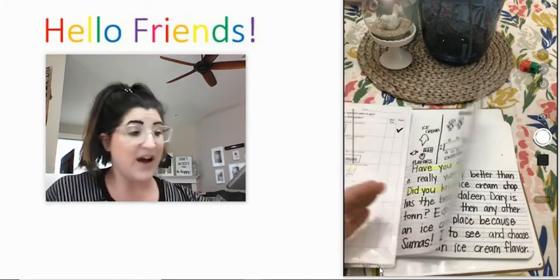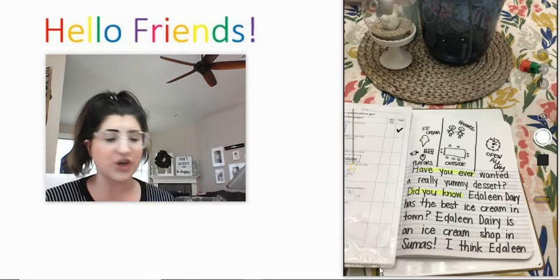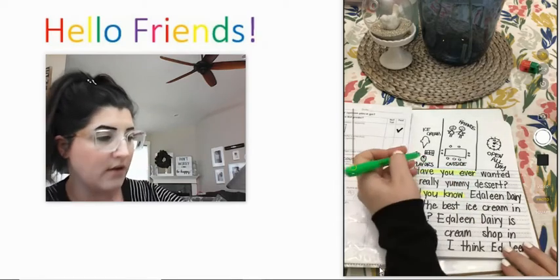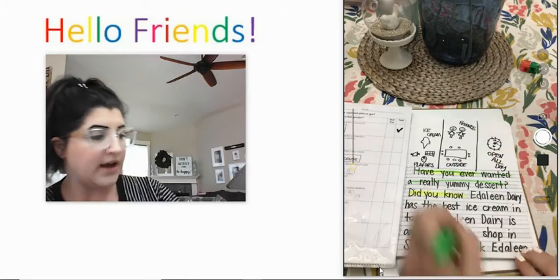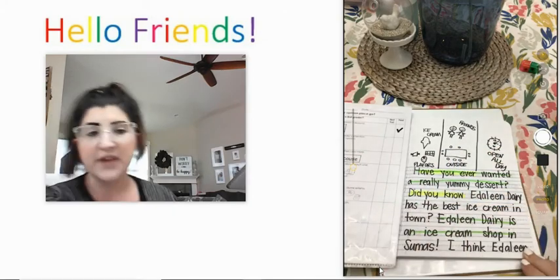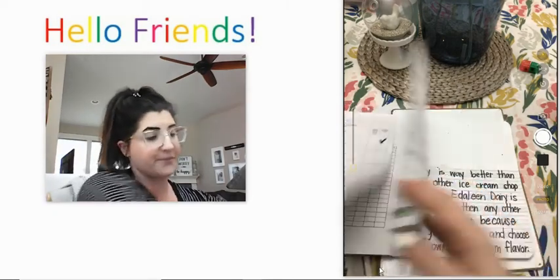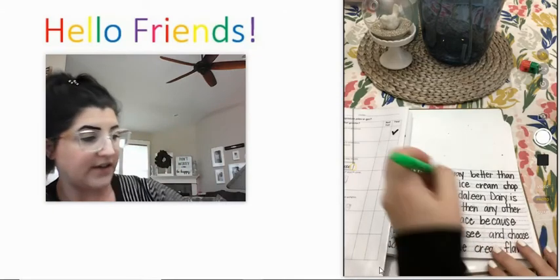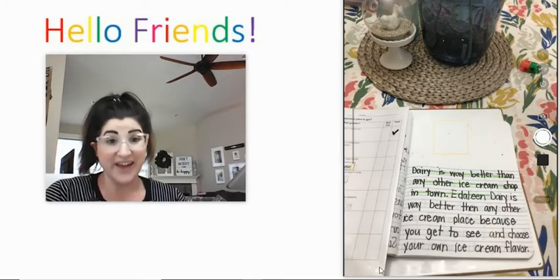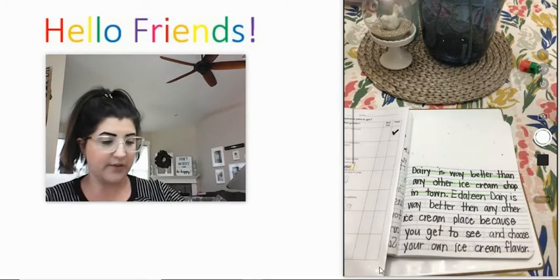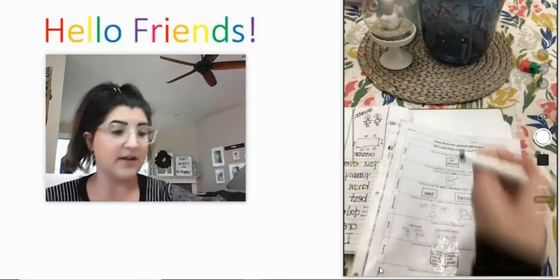Okay, so I named my topic, Edaline Dairy. I started with a question to hook my reader in. I've got a question. Edaline Dairy is an ice cream shop. Name my topic. And I think, so there's my opinion right there. Edaline Dairy is better than any other ice cream shop in town. Okay, great. So I'm going to look at my checklist. Do I have a beginning? Yes.